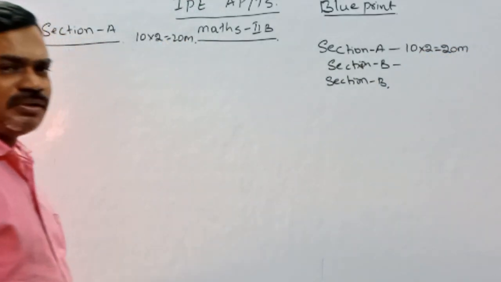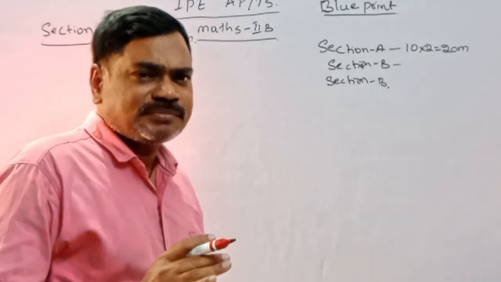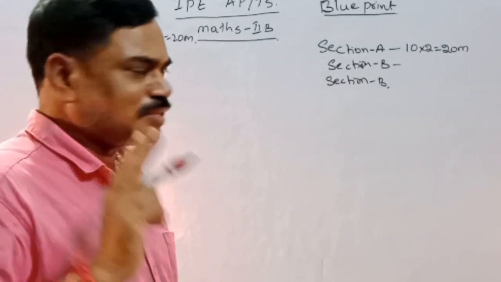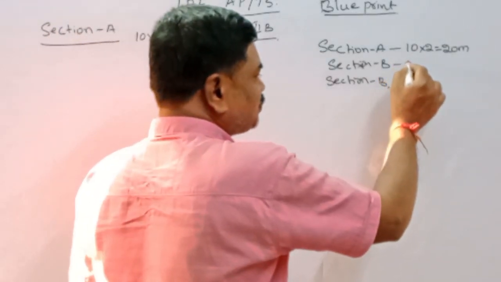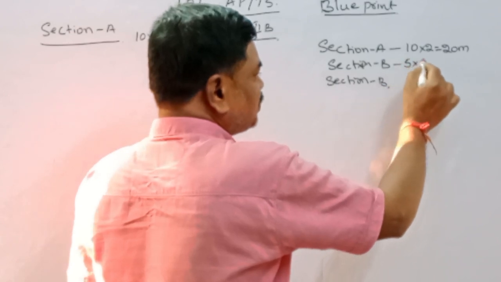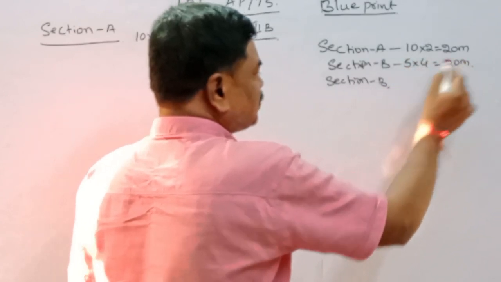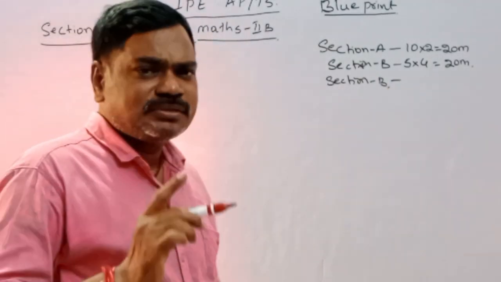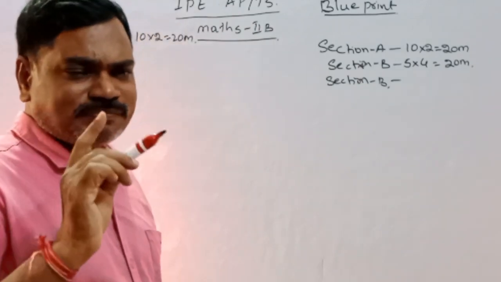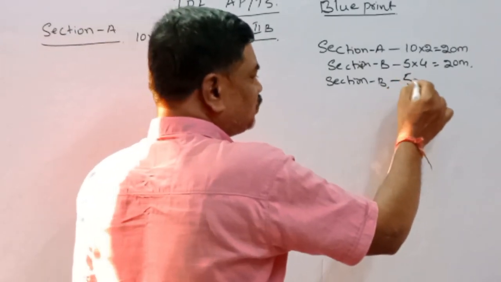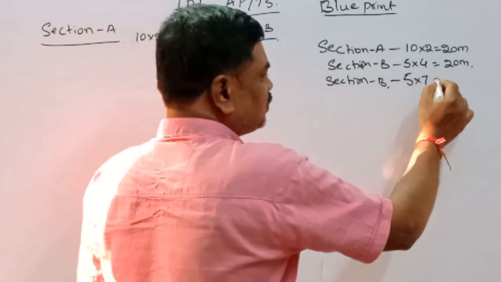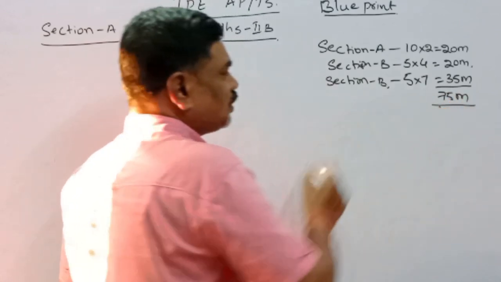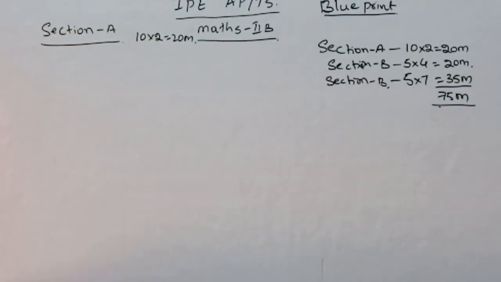In section B, totally 7 problems are there. We attempt 5 problems, with 2 problems as choice. 5 into 4 is equal to 20 marks. Section C has 7 problems, and we attempt 5 problems out of 7. Each carries 7 marks, so 5 into 7 is equal to 35 marks. Totally 75 marks. So Maths 2B is 75 marks.